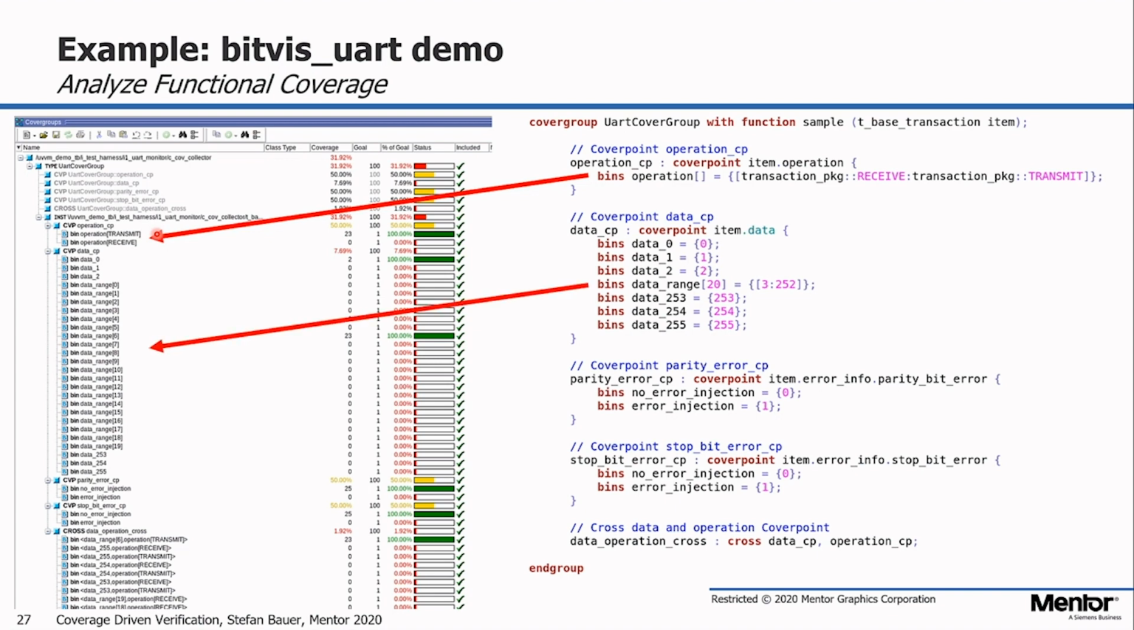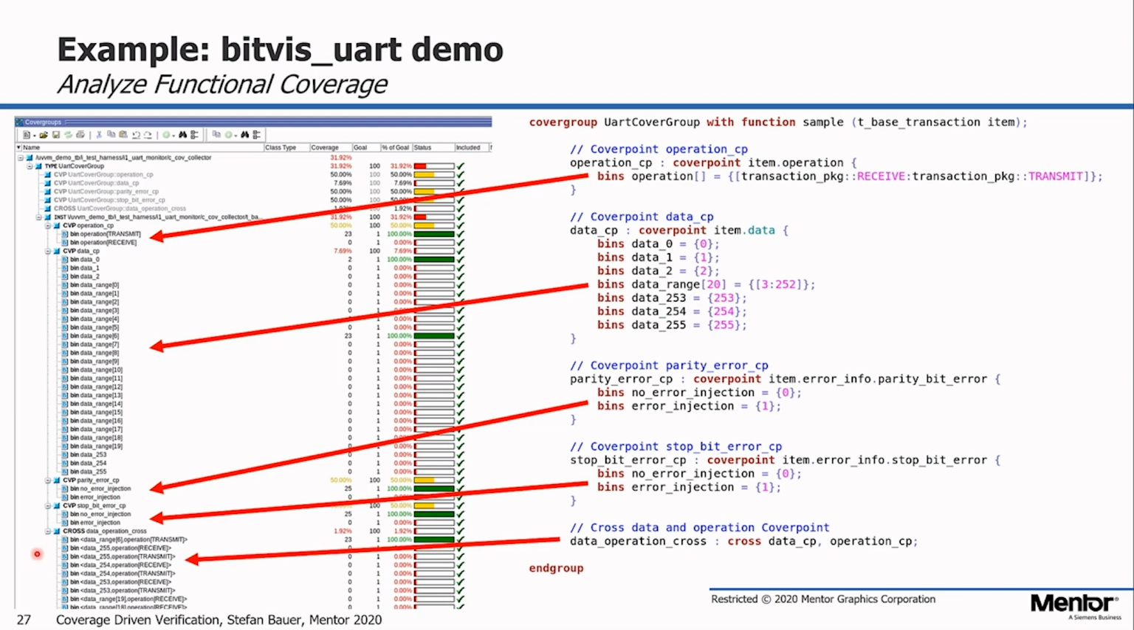Data cover point is the next one. You see that I have my lowest values, data 0, 1, and 2, my highest values, these three here, and I have my range where I created 20 bins. They are named like this, 0 to 19. Then I have cover points for parity error and also for stop bit error.